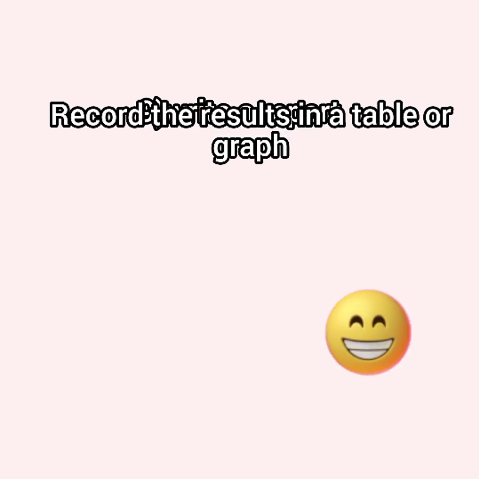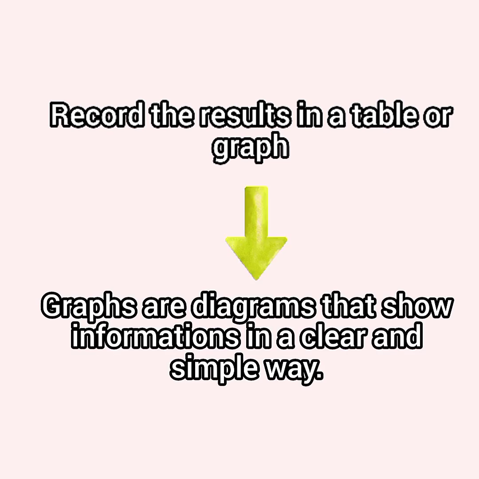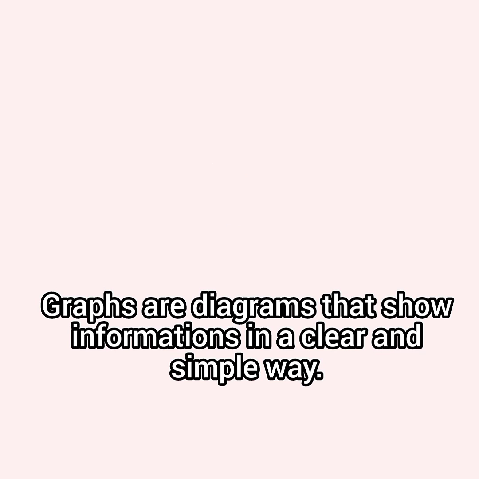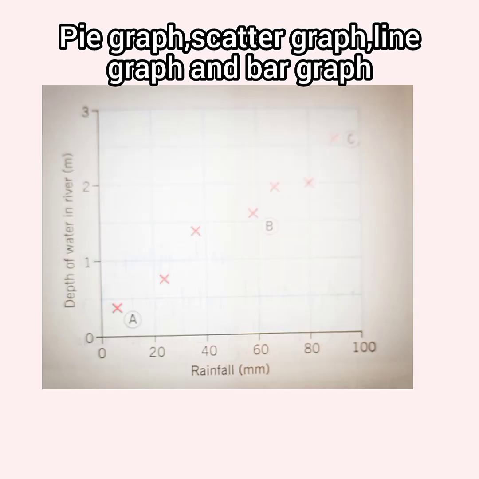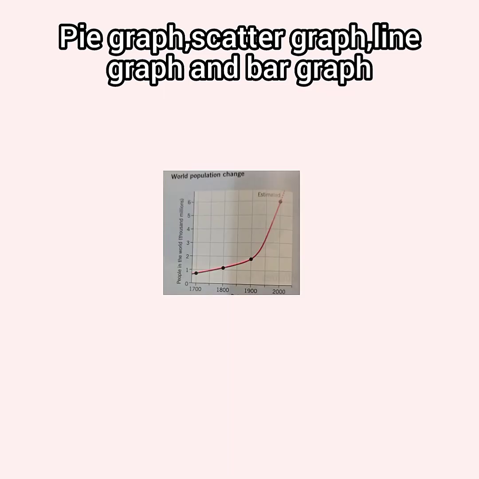Well, some people might ask, why do we have to record the results in a table or graph? Why can't we just write it in a plain paper? Well, this is because graphs are diagrams that show information in a clear and simple way. There are different types of graphs, like for example, pie graph, scatter graph, line graph, and bar graph.